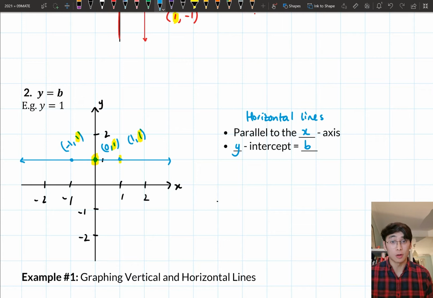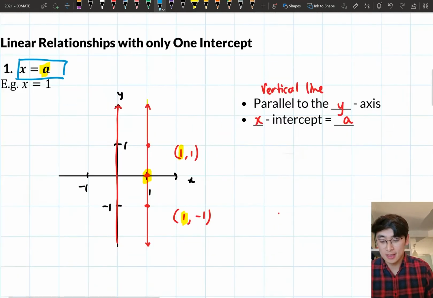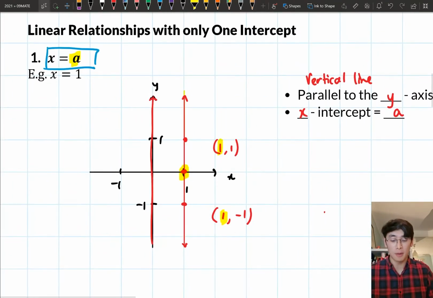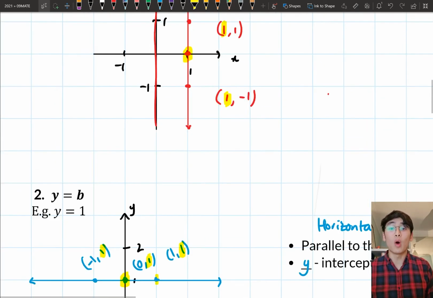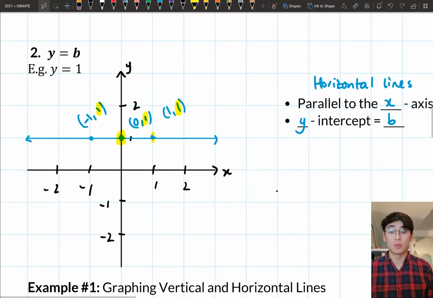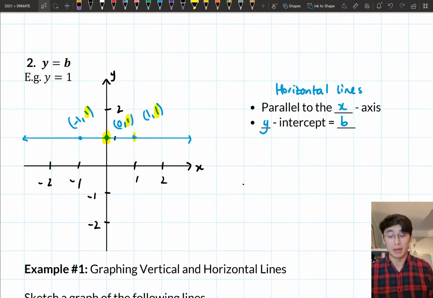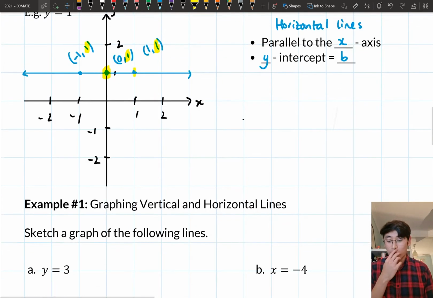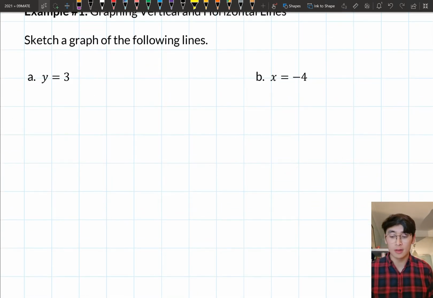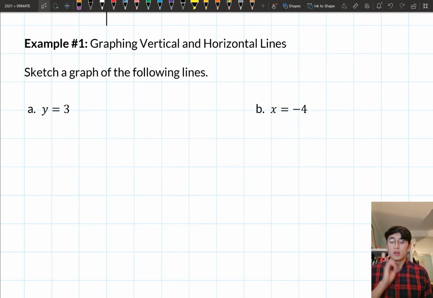Okay, so the first two special types of linear relationships which only have one intercept: if you ever see x is equal to a, x is equal to a number, those give us our vertical lines. And the second one is if we see y is equal to b, here we've got horizontal lines at the value of b. So let's have a go at a couple of examples where we need to graph our vertical and horizontal lines.